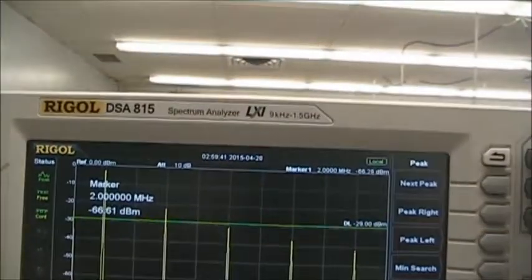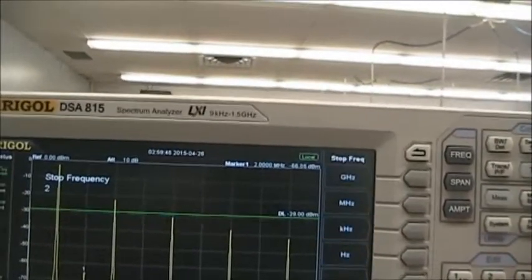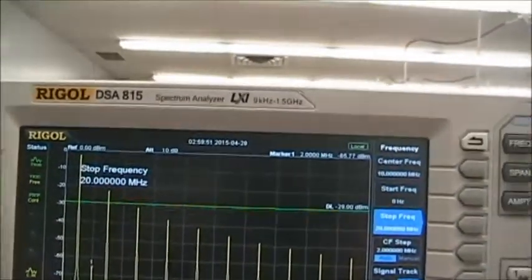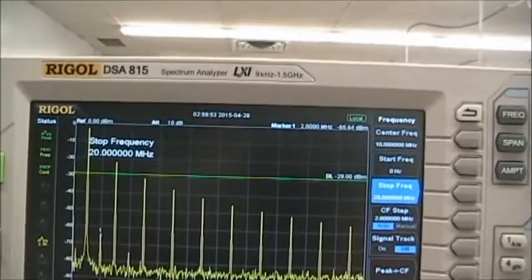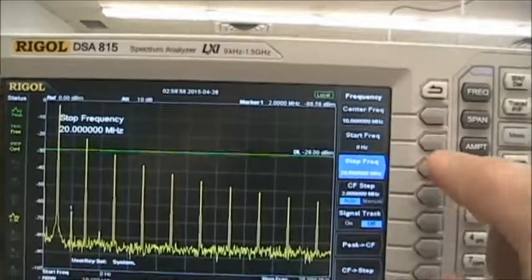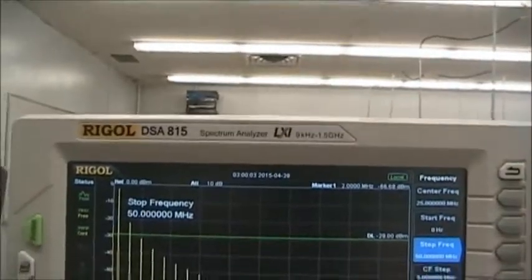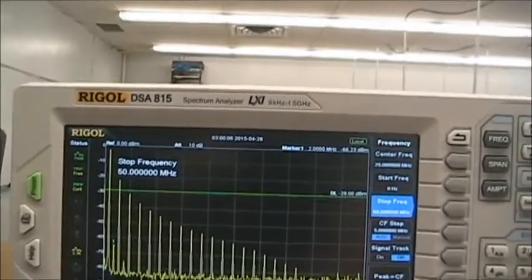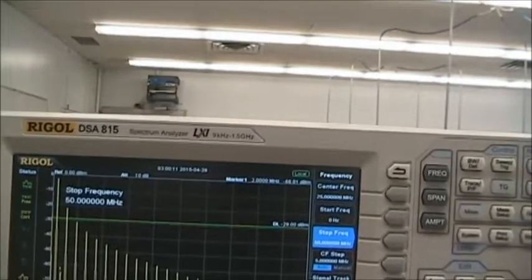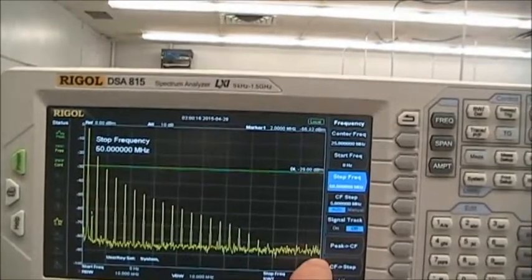If we change the frequency display and the stop frequency to be 20 megahertz, we can see the harmonics actually increase even to the 19th harmonic or 19 megahertz. Increasing the stop frequency again to 50 megahertz, we can see that the harmonic content of the triangle wave continues out to essentially 30 to 40 megahertz until it drops so low that those values can be ignored.